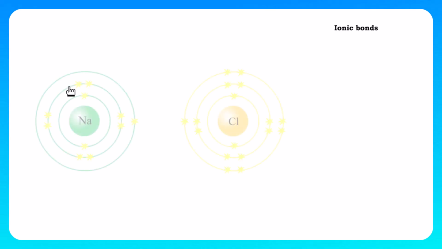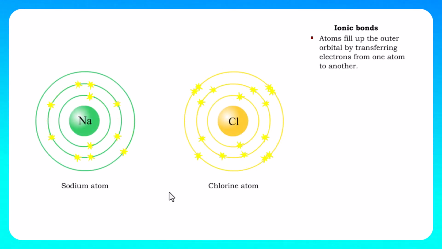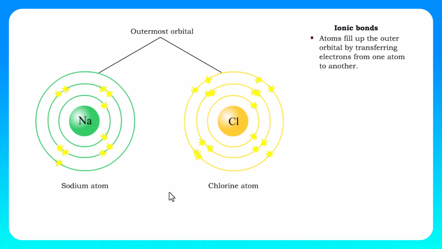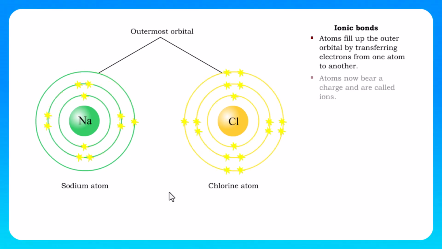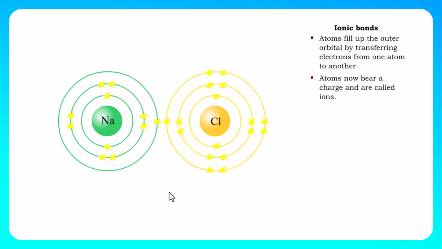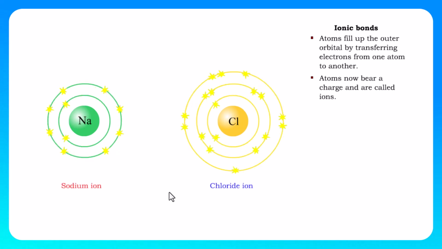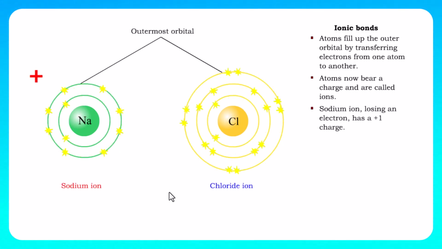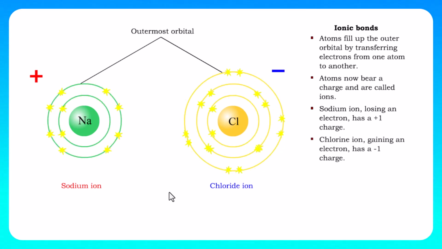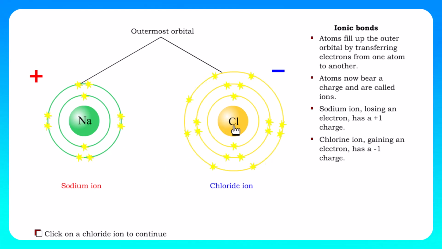Let's explore ionic bonds first. Ionic bonds are formed when electrons are transferred from one atom to another. For example, one electron can move from a sodium atom to a chlorine atom. After the electron is transferred, each original atom has changed its charge, and it's now called an ion. The sodium ion, having lost an electron, now has a positive 1 charge. The chloride ion, having gained an electron, now has a negative 1 charge.